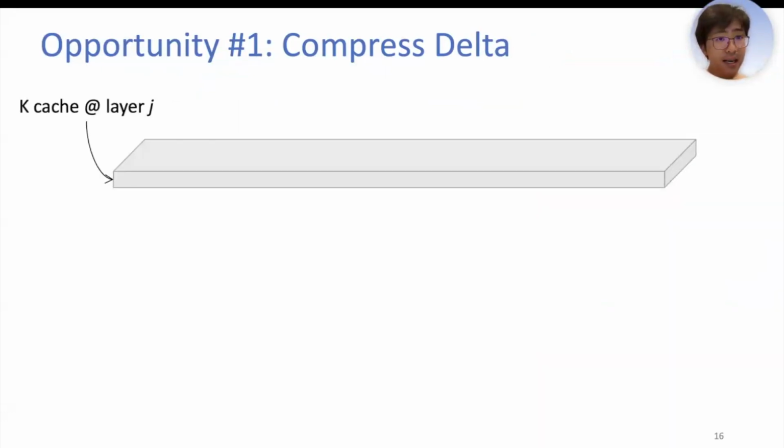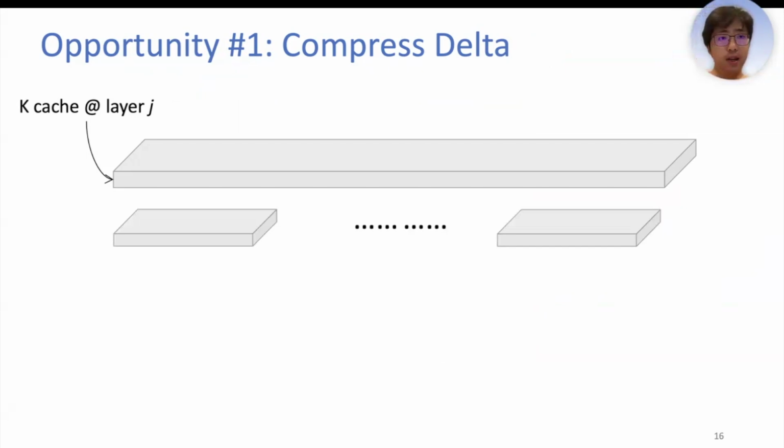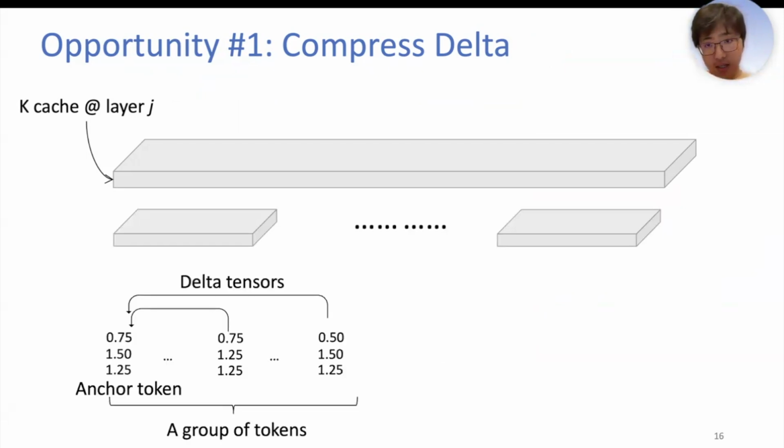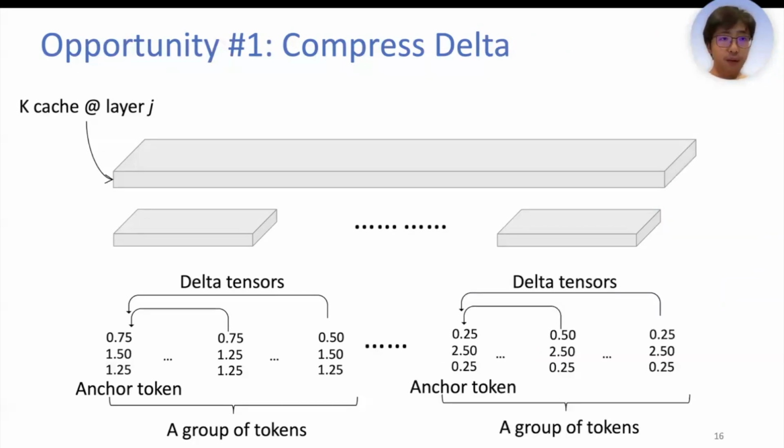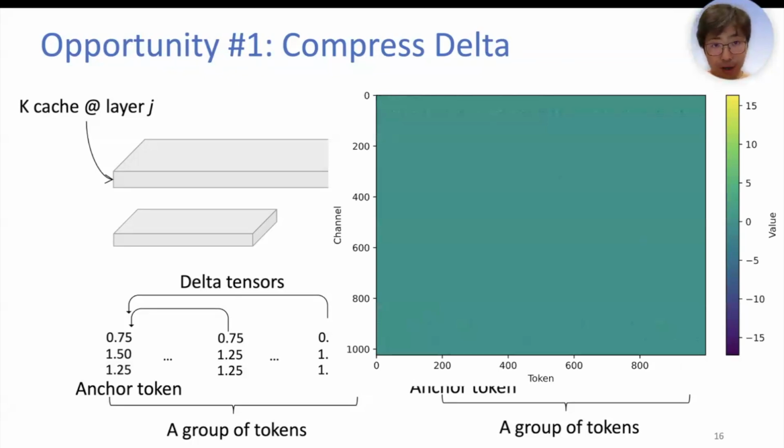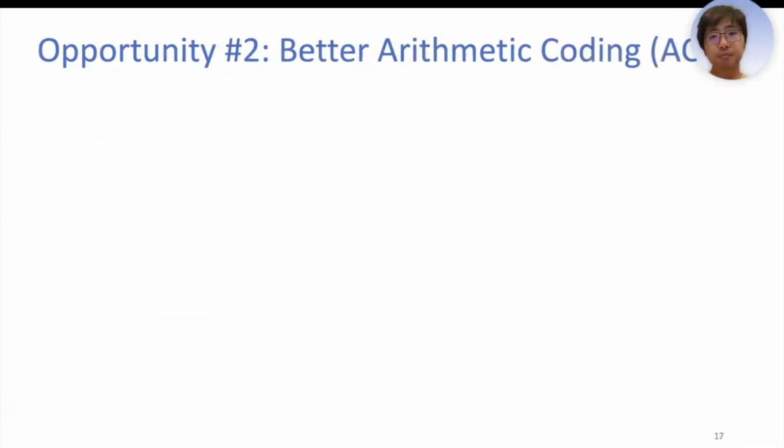Here's a demonstration of how we compress the delta. You take this key cache at layer J. You first separate them into token groups, each comprised of approximately 20 tokens. And then you set the first token in this group as an anchor token. For the later tokens, instead of compressing the original values, you compress the difference of these token values with the anchor token. And you do the same thing for all the groups, and this is what you'll get. As you can see here, the values are almost zeros, and this has lower variance and it's much easier to compress. Second thing is we design a better arithmetic coding scheme.